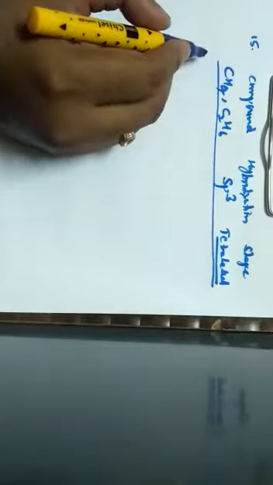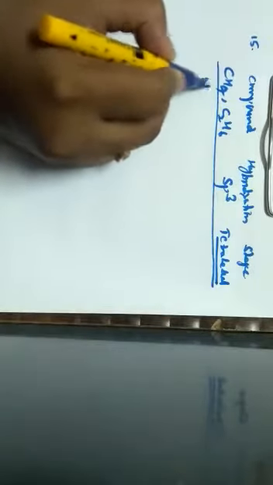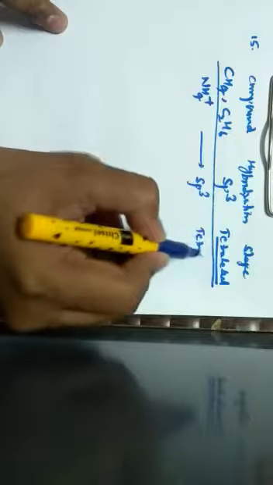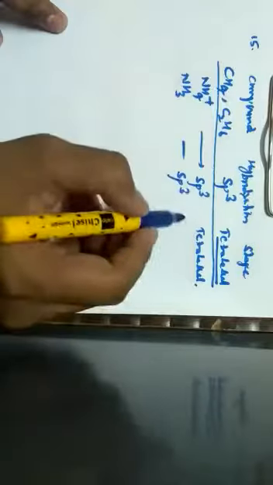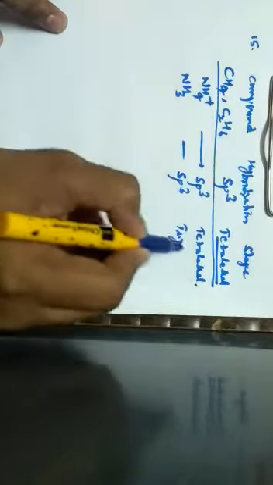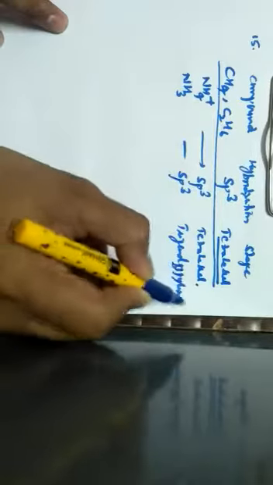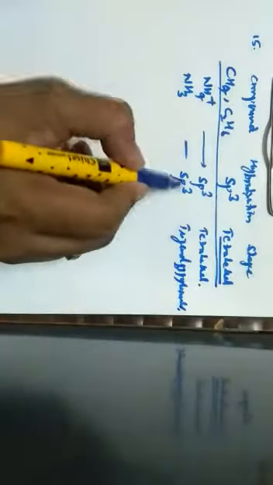The second combination is the conversion of NH3 to NH4+. In NH4+, the hybridization is sp3 and the shape is tetrahedral in nature. And when it comes to NH3, the hybridization is again sp3 and the shape is trigonal bipyramidal in nature. So here hybridization is the same, but the geometrical shape is different.